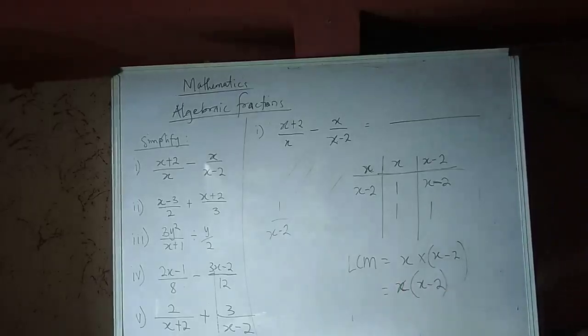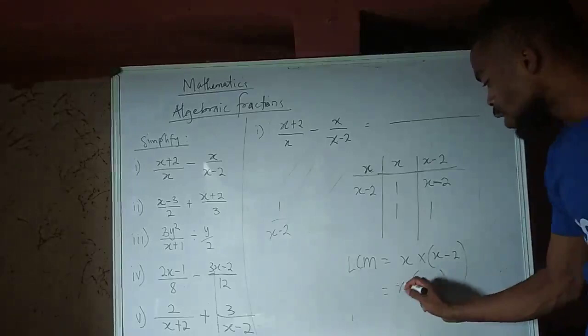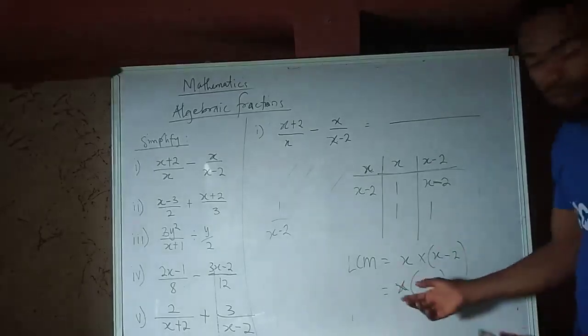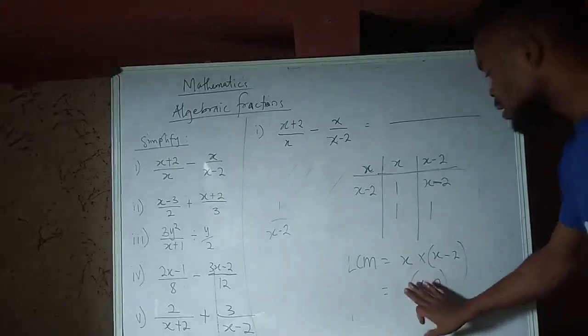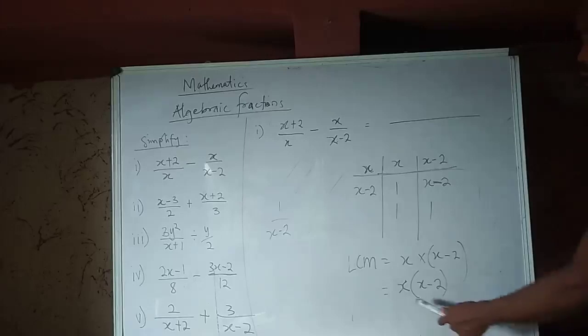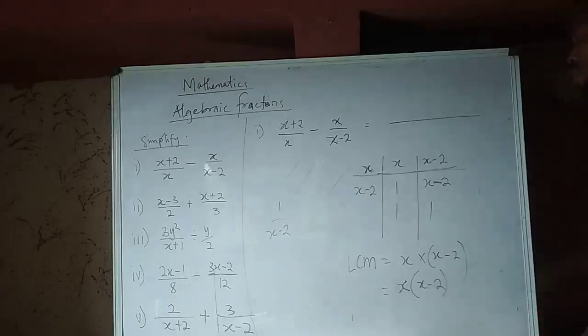In one of my lessons, I mentioned that whenever you have a term, whatever it is, an alphabet or a number, outside the bracket, what it simply means is that that term or number is multiplying whatever is in the bracket.